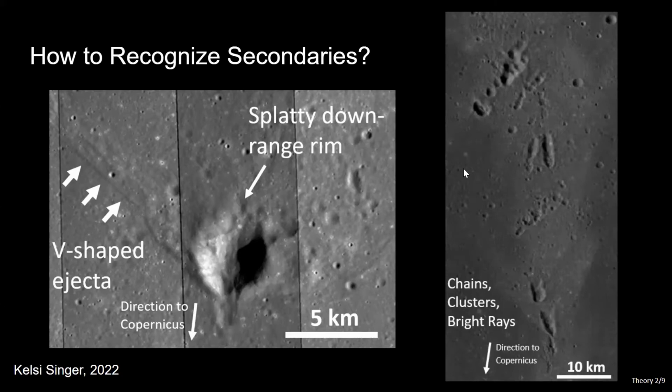You can see this type of material has a higher albedo than the surrounding one. Now, not all secondaries show these characteristics, and there are inevitably going to be secondaries that we miss. But luckily, due to our methods, which I'll get into in a bit, we don't need to see every single secondary. We just need to see the largest ones.